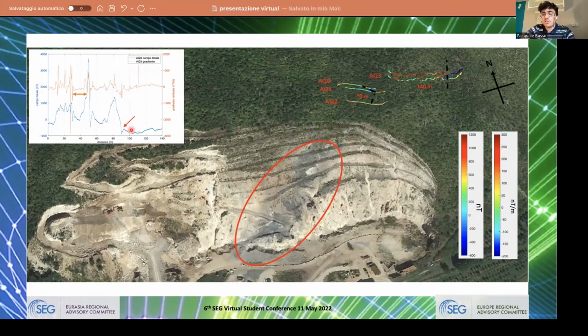Observing now the anomaly produced by the gradient, the orange one, the greater detail allows us to distinguish the outcropping point of the igneous rock with greater precision, identifying, for example, in this section, a point where the anomalies decrease. So maybe here the igneous rock is deeper.